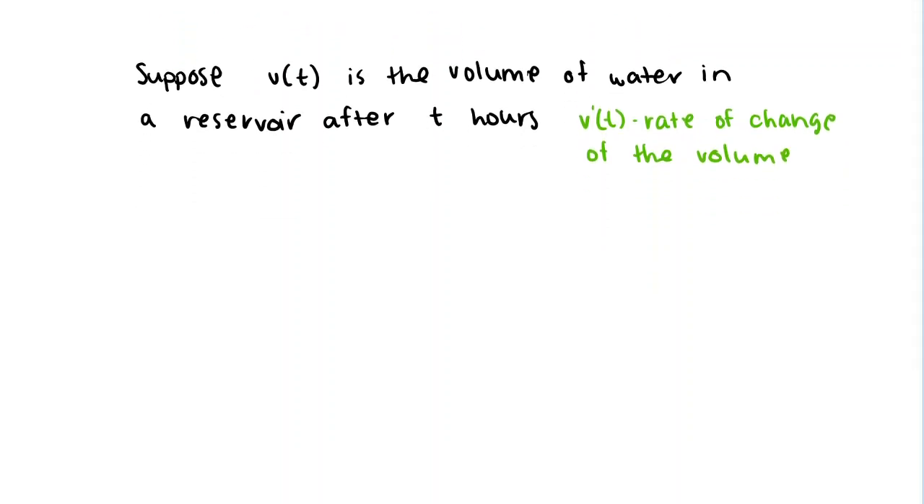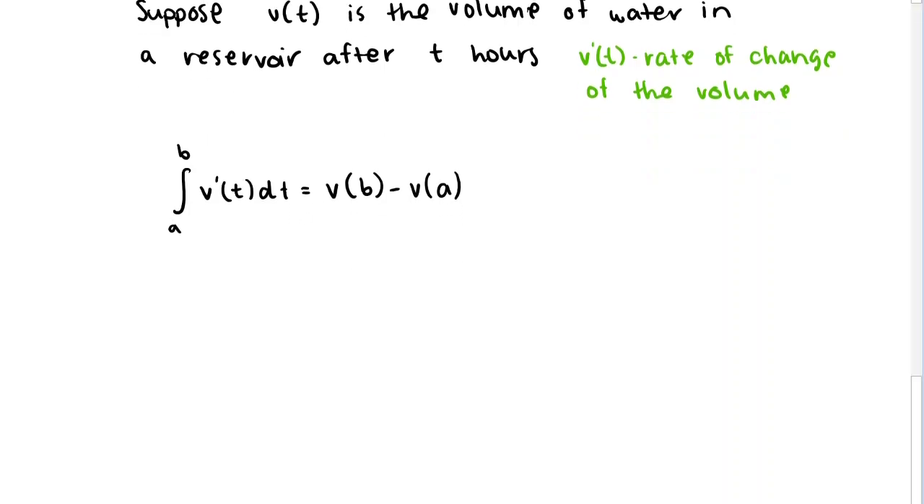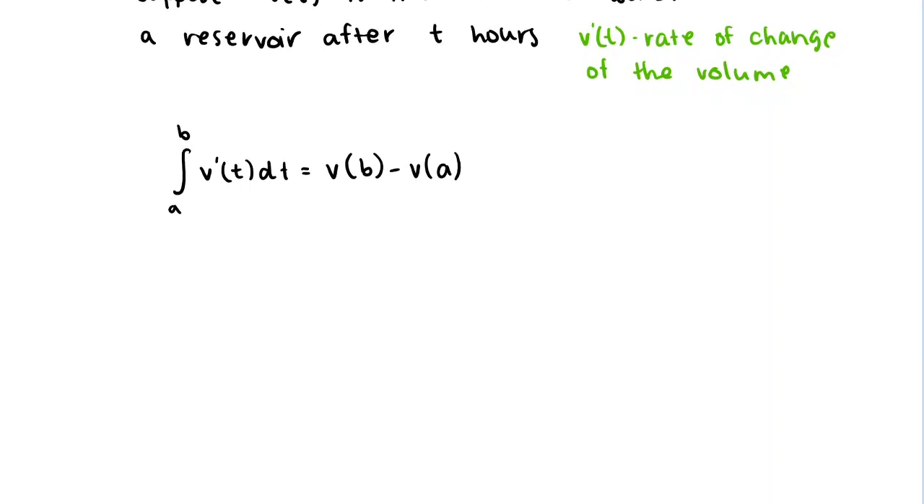Right, and if I were to take an integral from t is equal to a to t is equal to b of v prime of t, the rate of change of the volume of water in this reservoir, well, it would just boil down to evaluating the volume at a time of b, evaluating the volume at a time of a, and then taking this difference. It would be the change in the volume of water in the reservoir from t is equal to a to t is equal to b.